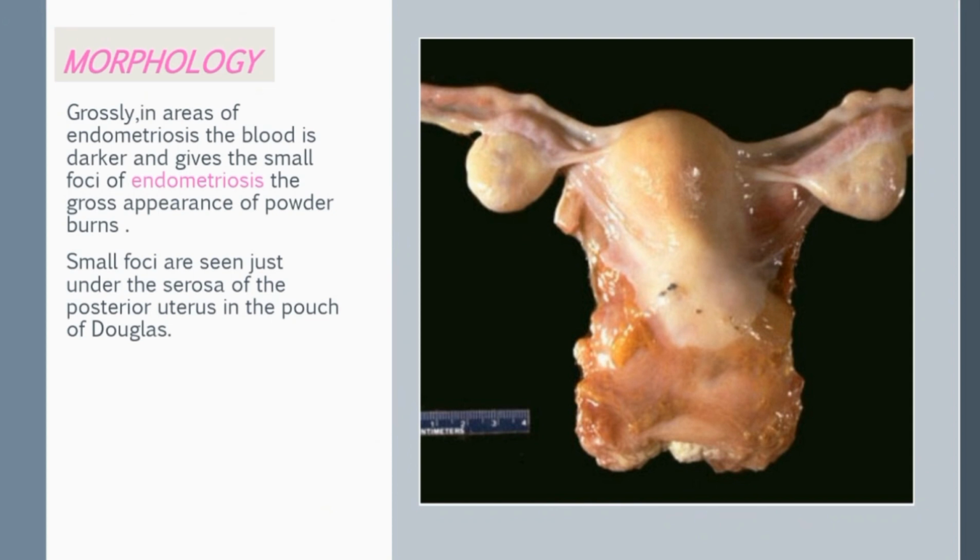Morphology. Here we can see the cross-section of a uterus which demonstrates endometriosis. In areas of endometriosis, the blood is darker and gives small foci of endometriosis. It has the appearance of powder burns, and the small foci are seen just under the serosa of the posterior uterus in the pouch of Douglas.